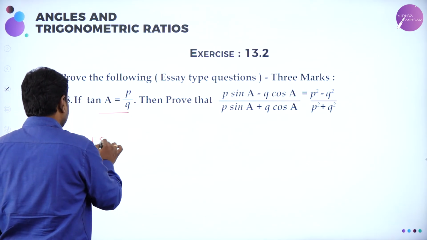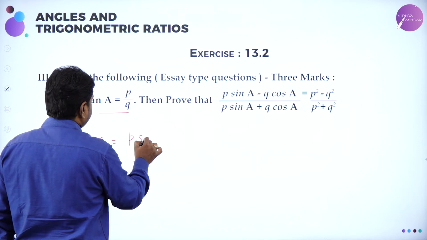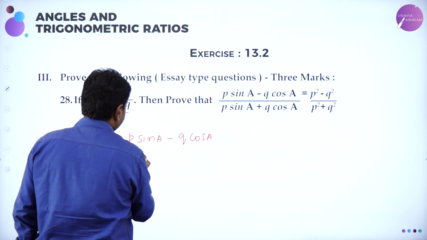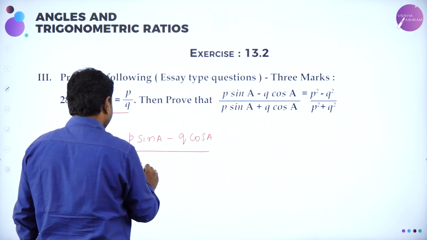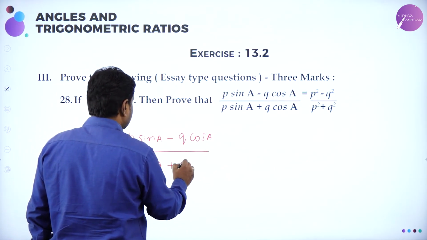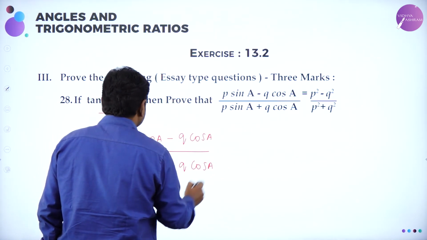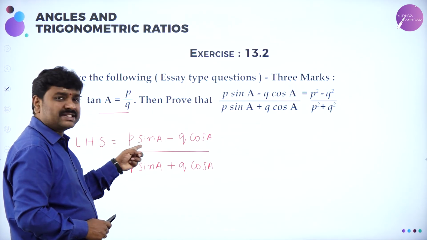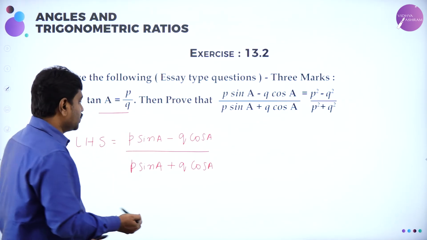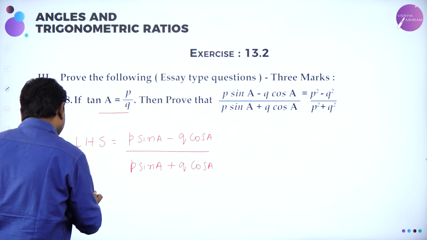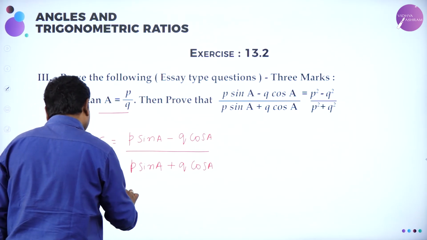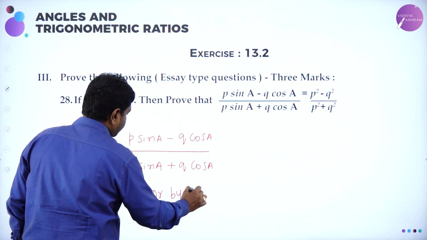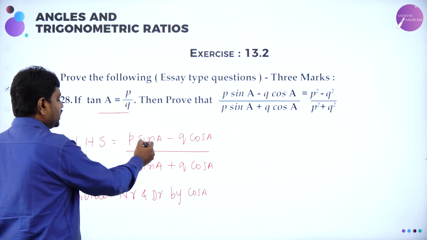Good problem. LHS is (p sin a minus q cos a) by (p sin a plus q cos a). So dear students, they gave tan value, but here I have sin. If I want to make this sin as tan, divide by what? Cos. So divide numerator and denominator by cos a, so that sin converts to what?